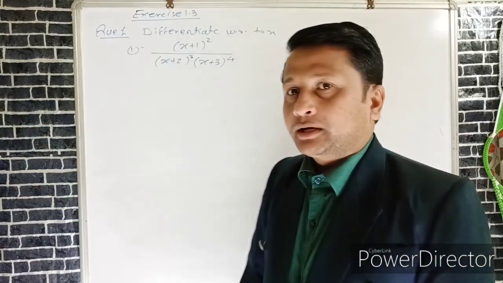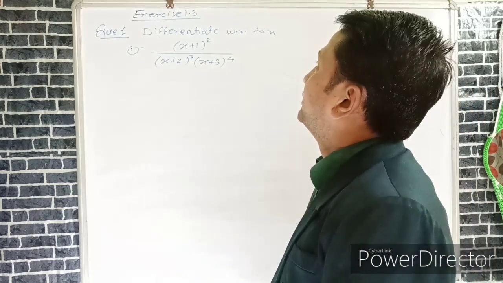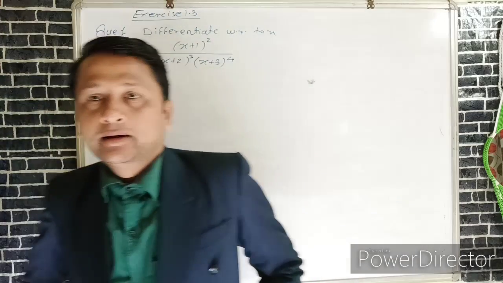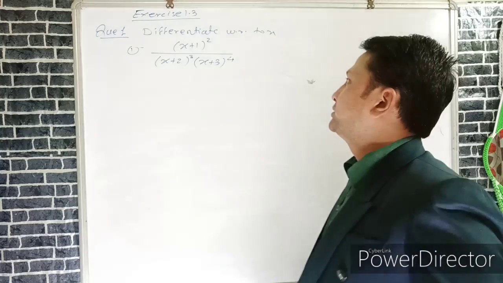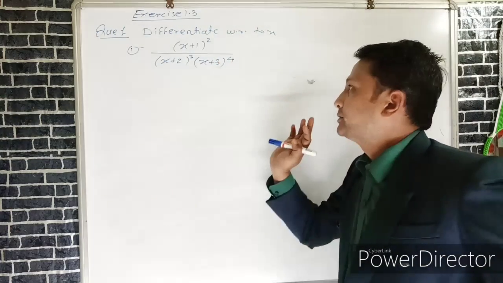Today we are going to start the next exercise, which is exercise number 1.3. It totally depends on logarithmic differentiation and the derivative of implicit functions. Here the first question is: differentiate the following function with respect to x.